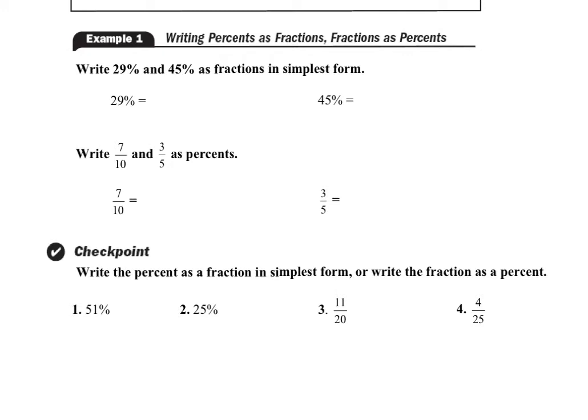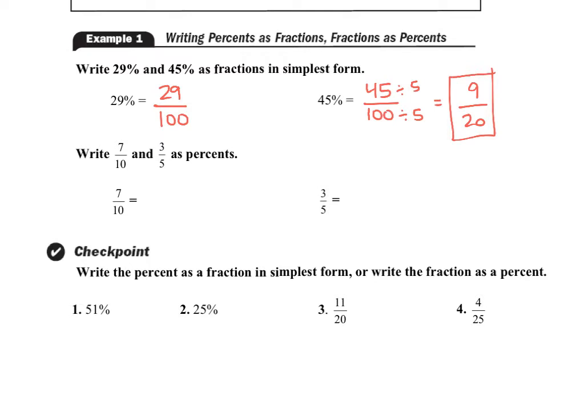All right, this first part wants us to write the percent as a fraction in simplest form. So 29% would be 29 over 100, and that can't be simplified anymore, so that would be 29% as a fraction. 45% would be 45 over 100, but this one can be simplified because I can divide the top and bottom by 5, and I get 9 over 20, which would be simplest form for 45%.